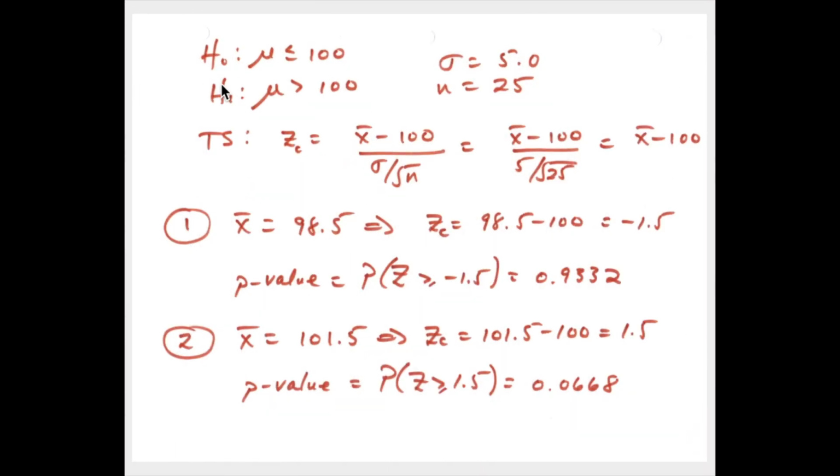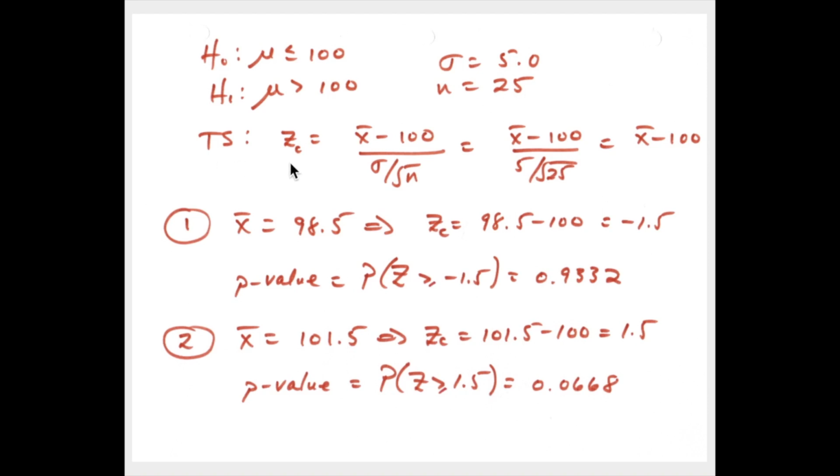On this sheet I've written out again the hypotheses that we're testing. This is a right-tailed test. The null hypothesis says that mu is less than or equal to 100. The alternative says that mu is greater than 100. We're assuming that the population standard deviation is 5. We're basing our inference on a random sample of size 25.